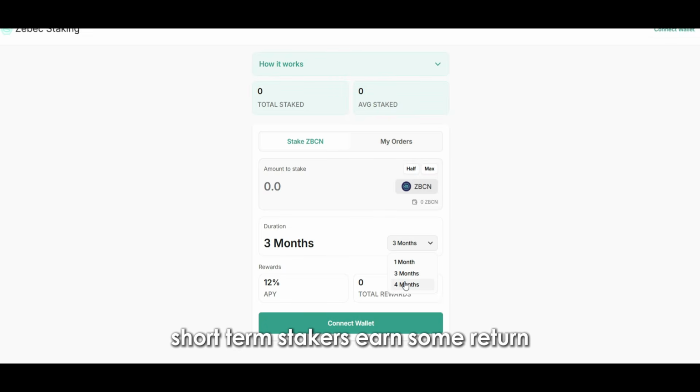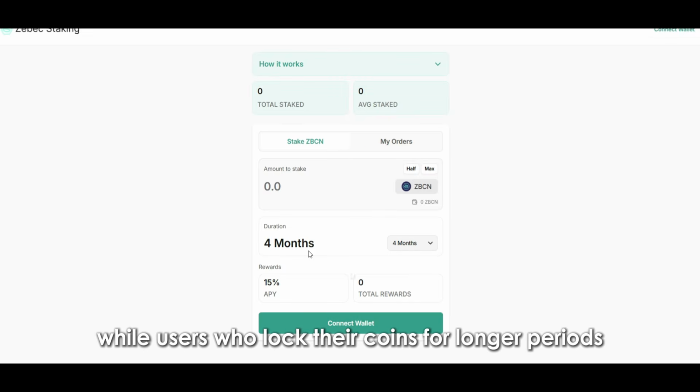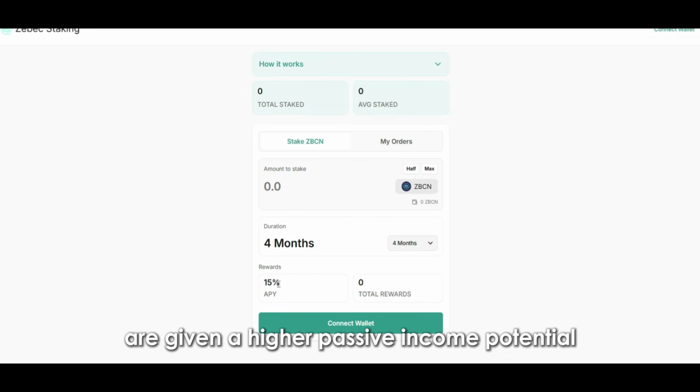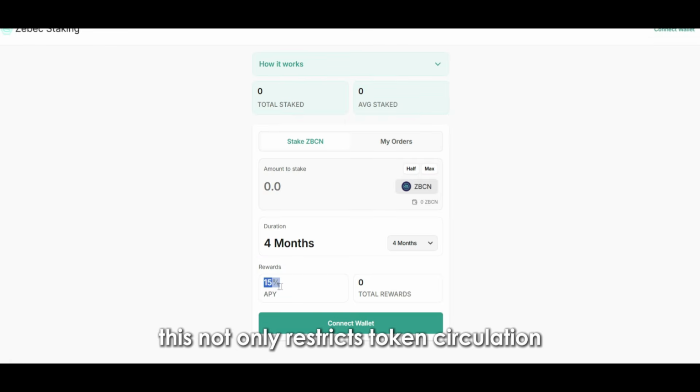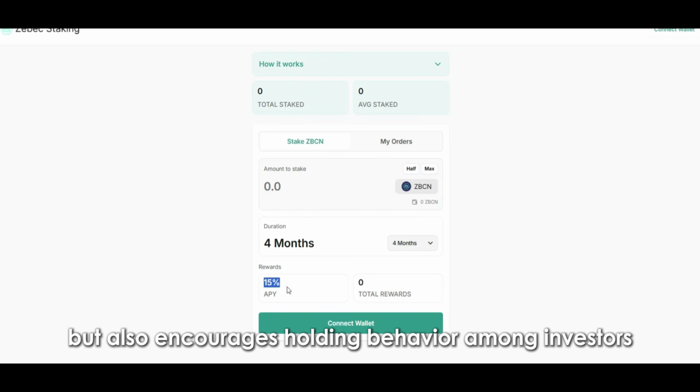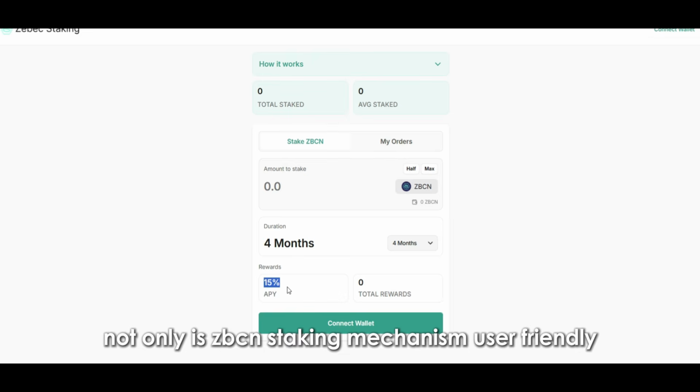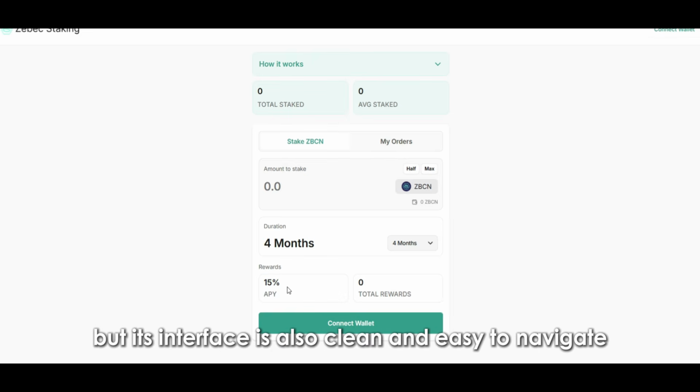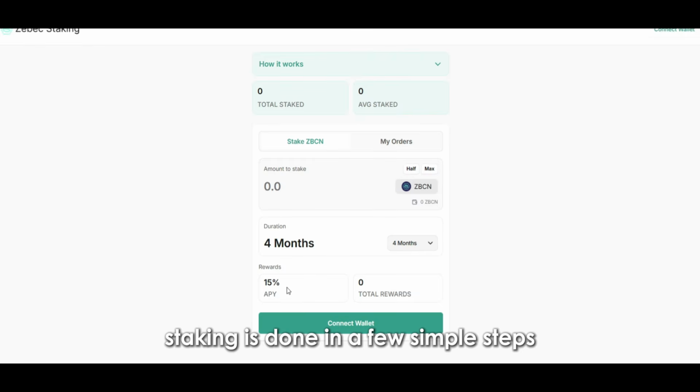Short-term stakers earn some return, while users who lock their coins for longer periods are given a higher passive income potential. This not only restricts token circulation, which helps support price stability, but also encourages holding behavior among investors. Not only is Zbcn's staking mechanism user-friendly, but its interface is also clean and easy to navigate. Staking is done in a few simple steps.